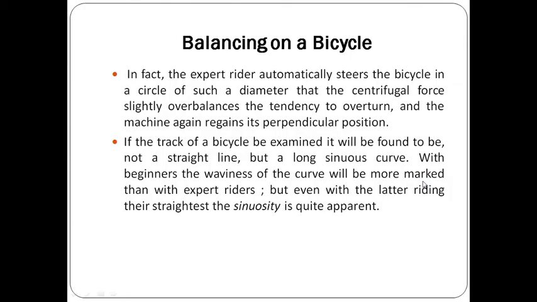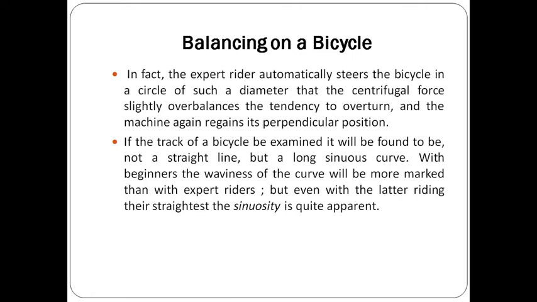In that video we saw how, when we have to move in a curve, if you want to take a turn to the left, we first have to move right, and then we have to take a turn to keep the center of mass in line. So we move further. In fact, expert riders automatically steer the bicycle in a circle of such a diameter that the centrifugal force slightly overbalances the tendency to overturn, and the machine again regains its perpendicular position.